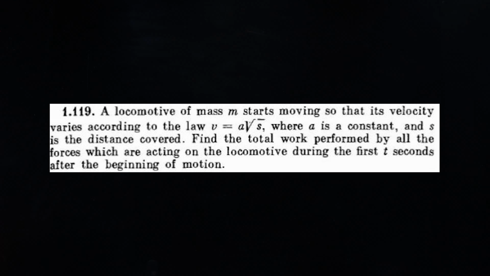Problem 1.119 on the board. A locomotive of mass m starts moving so that its velocity varies according to the law v equals a root s, where a is a constant and s is the distance covered. Find the total work performed by all the forces which are acting on the locomotive during the first t seconds after the beginning of motion.